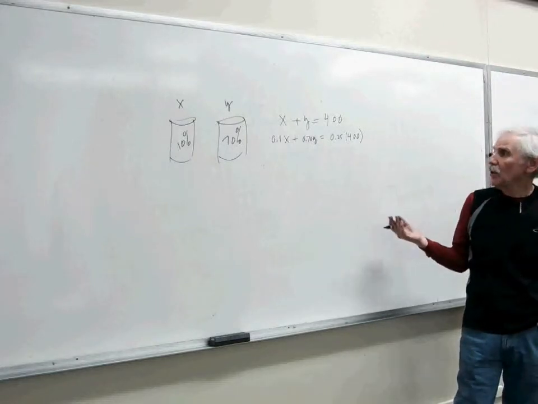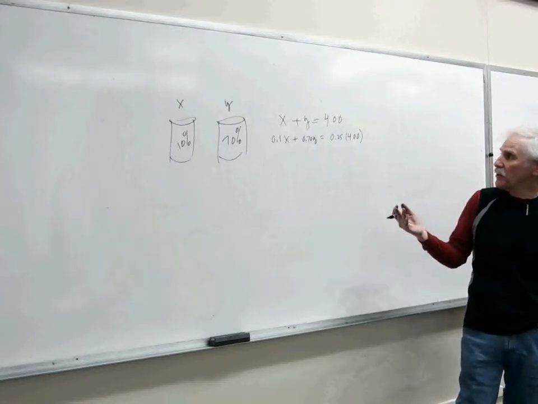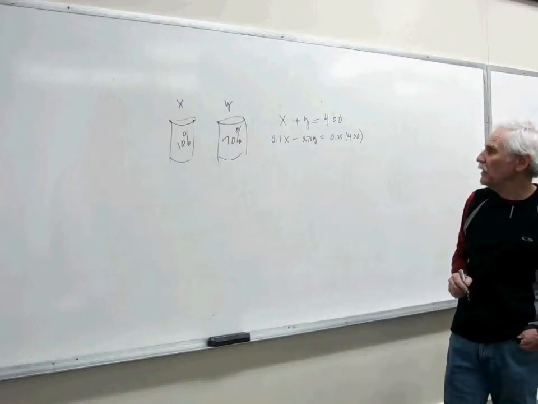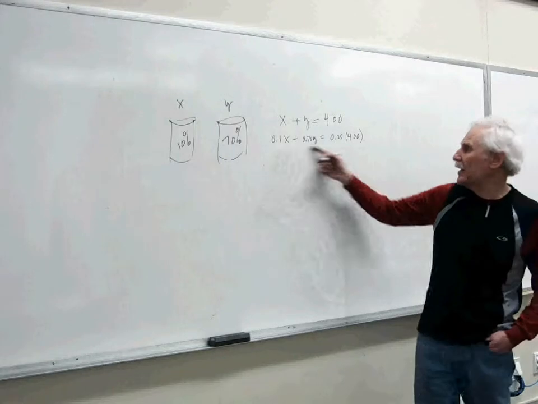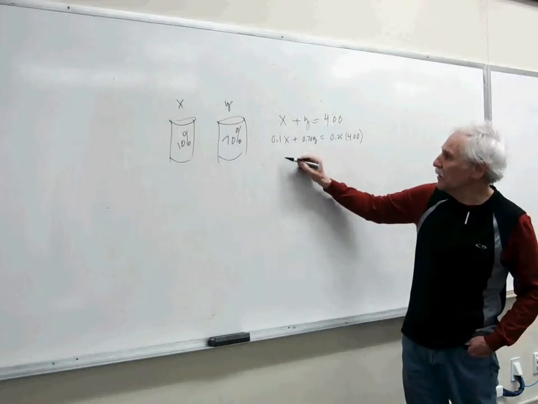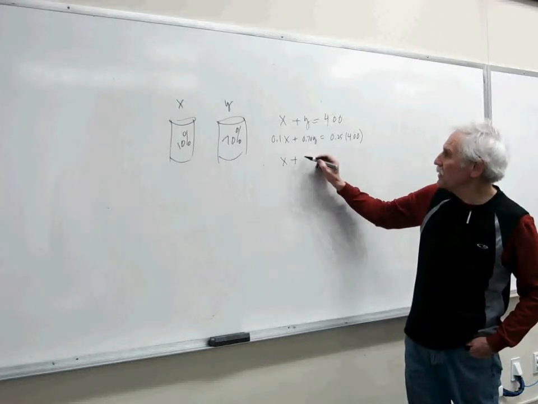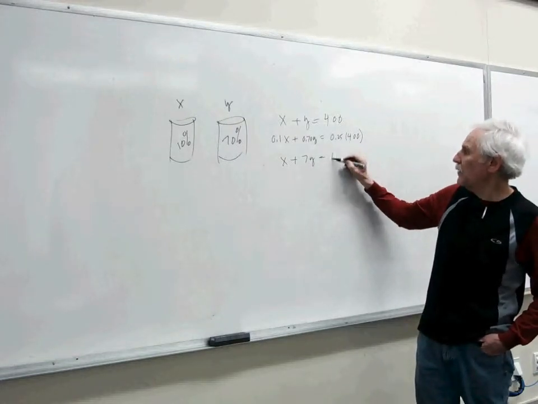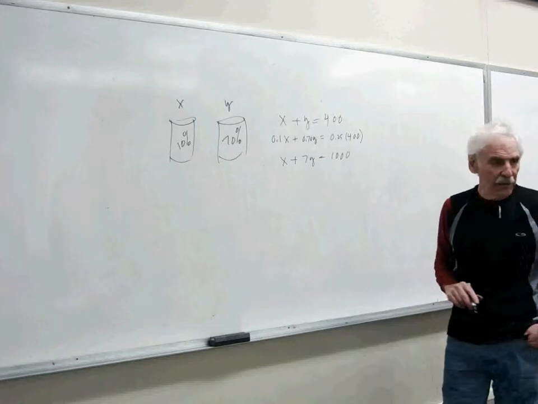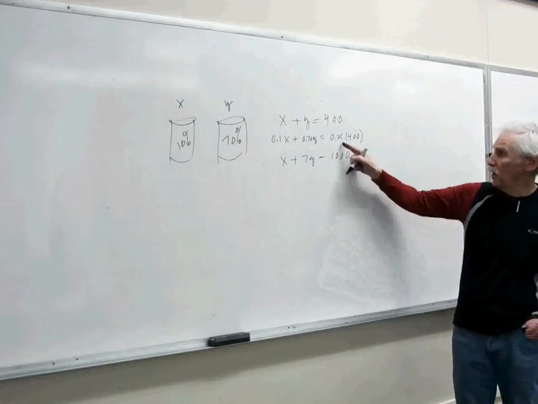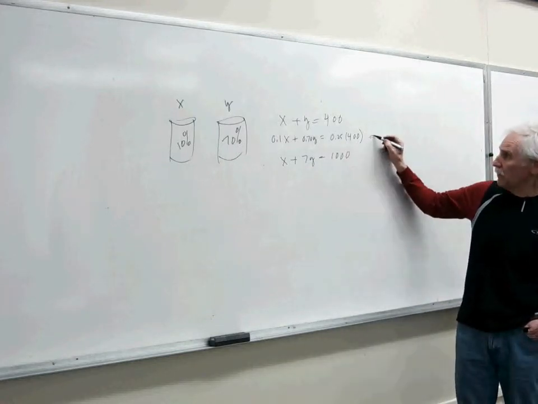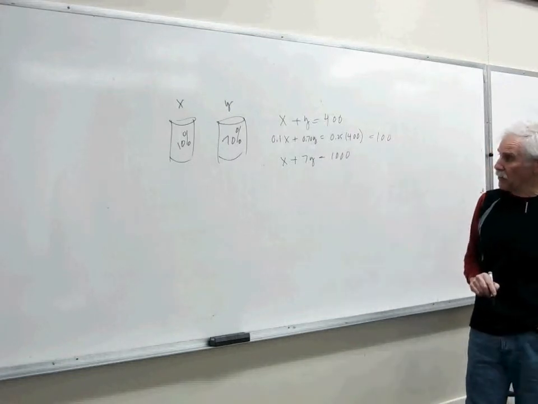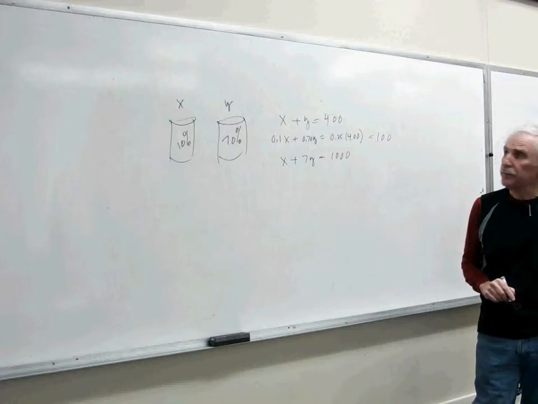Okay, so the hard part is over. Now I'm going to multiply through by, what should I multiply through by? 10. I'm going to multiply through by 10 on the second equation. So I will have X plus 7Y equals 1,000. You're wondering, how did I do that? Where did the 1,000 come from? Well, a quarter of 400 is 100, but I multiplied through by 10. So X plus 7Y is equal to 1,000.